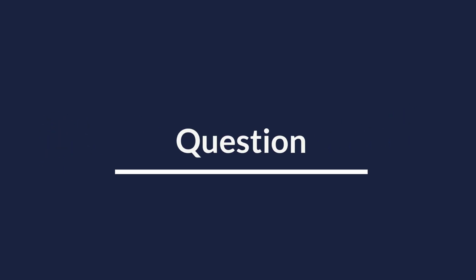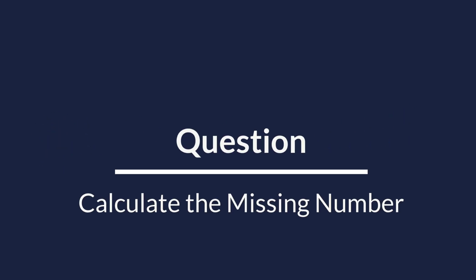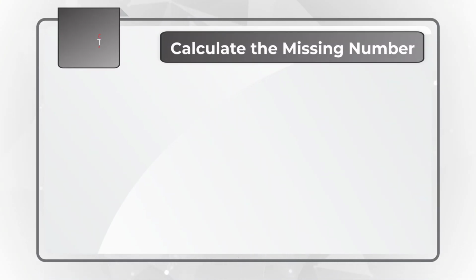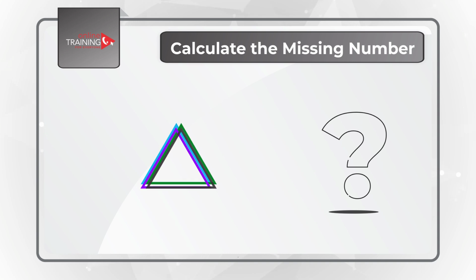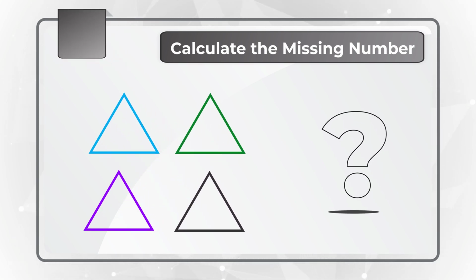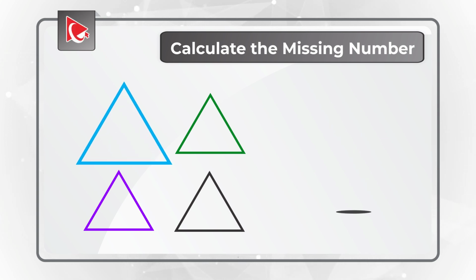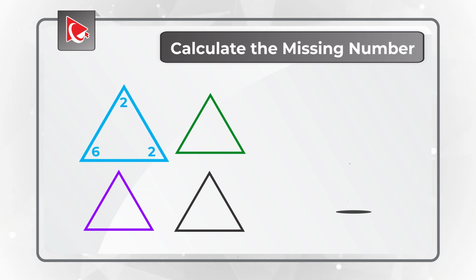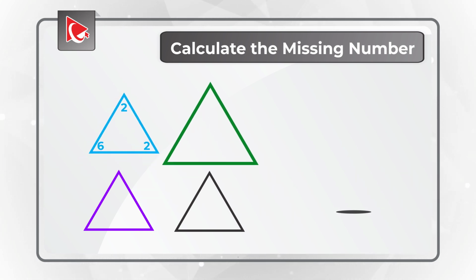Here's the famous four-triangle question you regularly observe in the test. You need to calculate the missing number, which is represented by the question mark. You're presented with four different triangles. Each triangle is of a different color. The first, bottom left corner blue triangle has numbers in the corners 2, 2, and 6. The green triangle next to it in the upper right corner has numbers 4, 3, and 1.